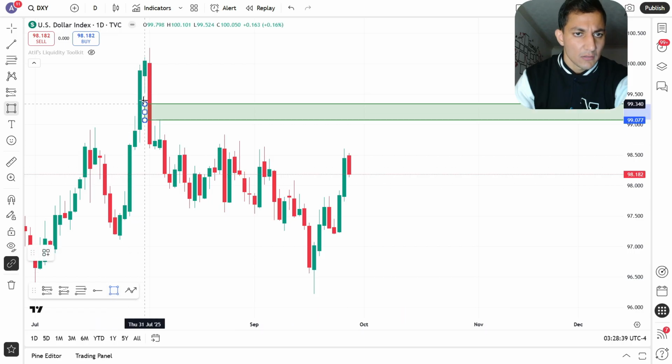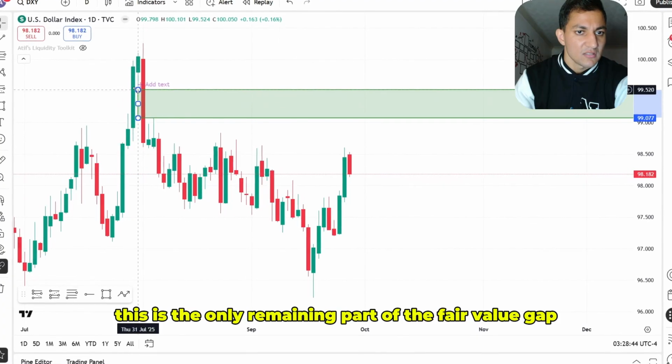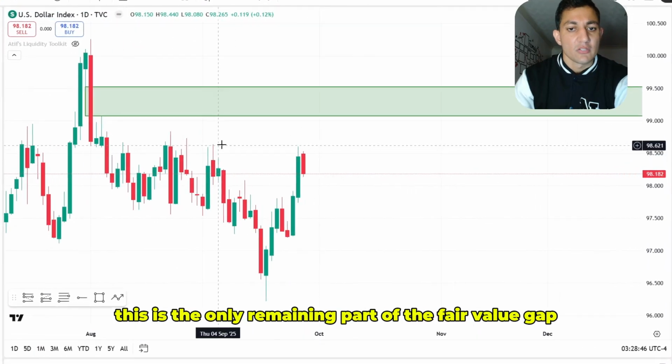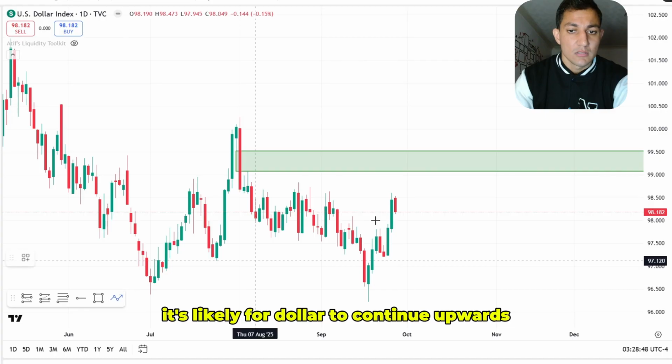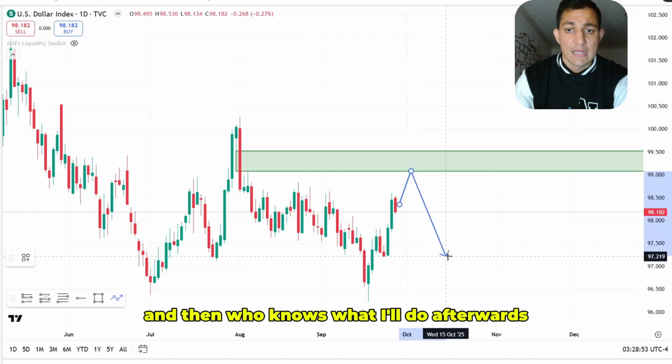Let me just mark this out, right? Now notice the wicks fill this fair value gap here. Right, so this is the only remaining part of the fair value gap. In my opinion, it's likely for the dollar to continue upwards, take out all these highs, hit this fair value gap, and then who knows what they'll do afterwards.